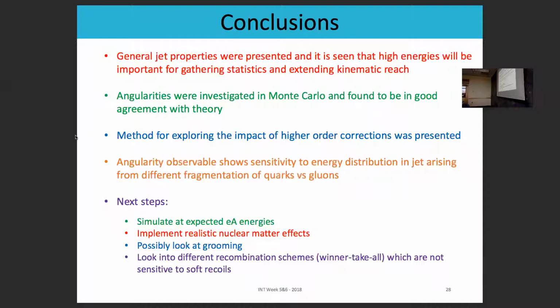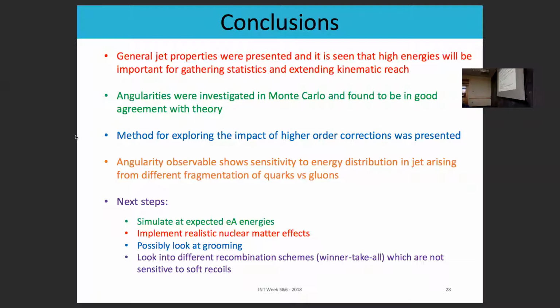That brings me to my conclusions. I went over some general jet properties, mainly questions about the PT. We compared the angularity in Monte Carlo and theory. We presented a method for looking at higher order corrections, and we showed that this variable is somewhat sensitive to the energy distribution in the jet due to quark versus gluon fragmentation.